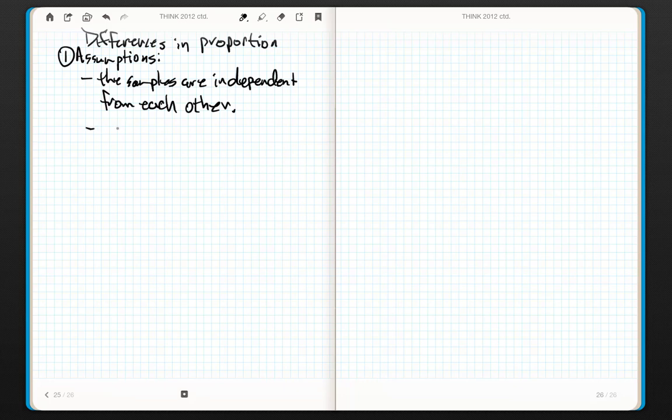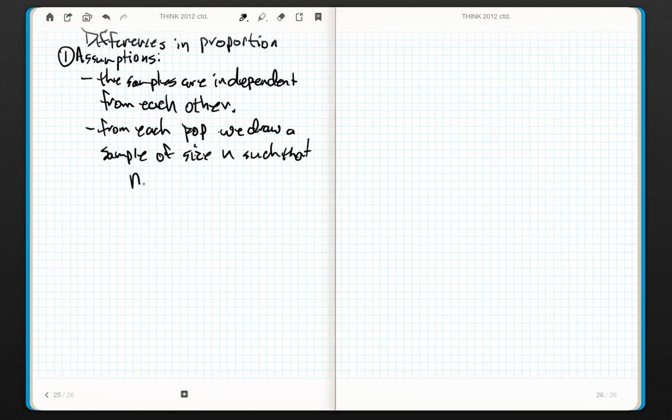And then standard issue, it's a proportion. So from each population, in my case it was the men and the women, we draw a sample, we'll call it of size n, such that NP1 and NP2 are both greater than or equal to 5. Just like before. Nothing to it.